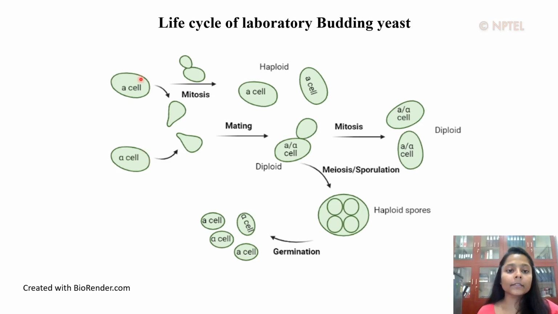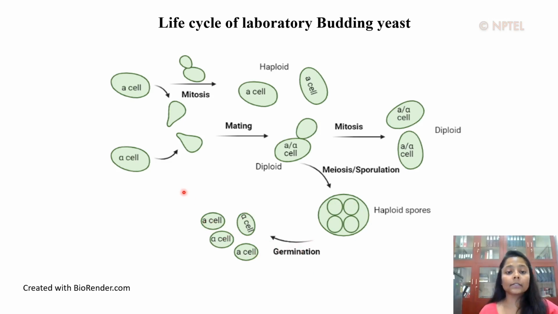During the mating, these cells release the pheromone which causes the morphological changes in the cell, that is the shmoo formation, ultimately leading to the mating process. The mating yields a diploid cell. This diploid cell can again divide mitotically and yield more diploid cells. Or under different circumstances, it can also undergo meiosis or sporulation, leading to the formation of 4 haploid spores, which upon germination form 2 alpha cells and 2 a cells.